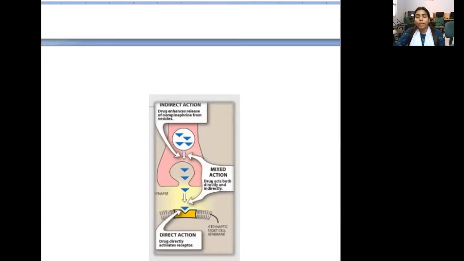Now the pharmacokinetics, let's see. The pharmacokinetics of epinephrine: rapid onset, brief duration of action due to rapid degradation. Oral administration is ineffective because epinephrine and the other catecholamines are inactivated by intestinal enzymes. Only the metabolites are excreted in the urine.